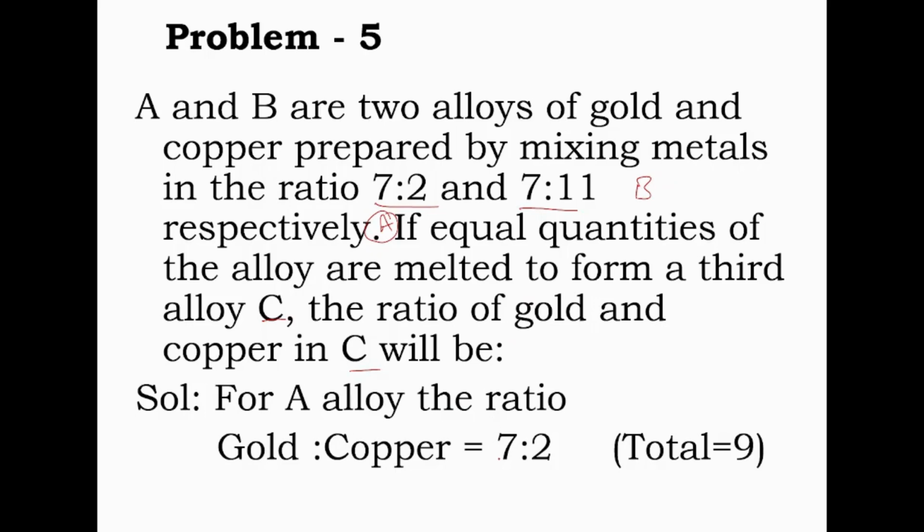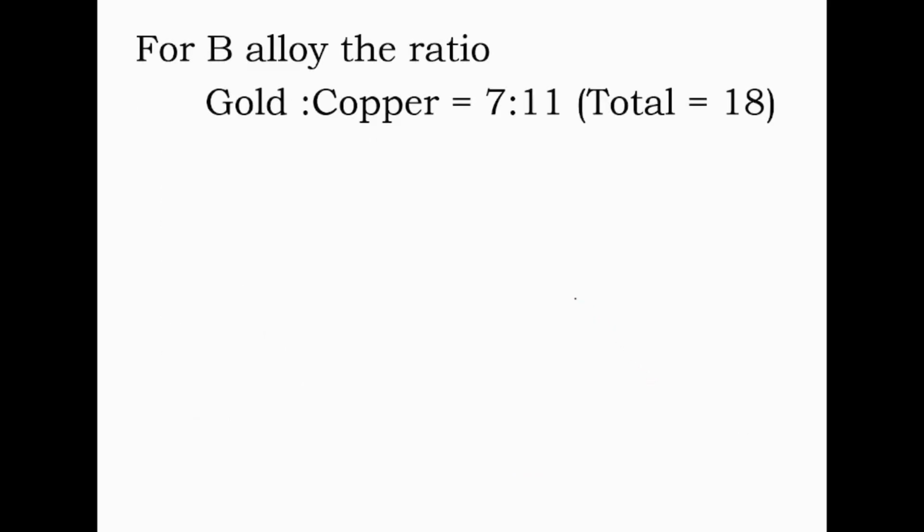So A contains the ratio 7 is to 2. That is, the total is 9. So 7 by 9 is the gold and 2 by 9 is copper. And for B, the ratio is 7 is to 11. That means the total is 18. The gold ratio is 7 by 18 and copper is 11 by 18.